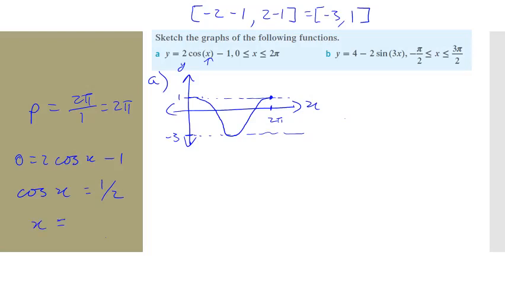$60. Anyone else? Pi over 3. What's the other one? Very good. 2 pi minus pi over 3. So you have 5 pi over 3. So then these are x values. There, that is not a 3. That is a squiggly line.